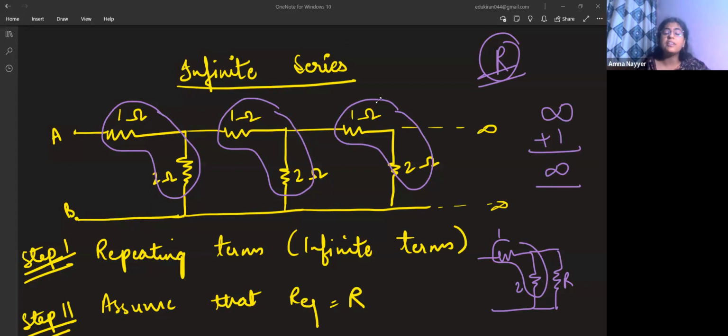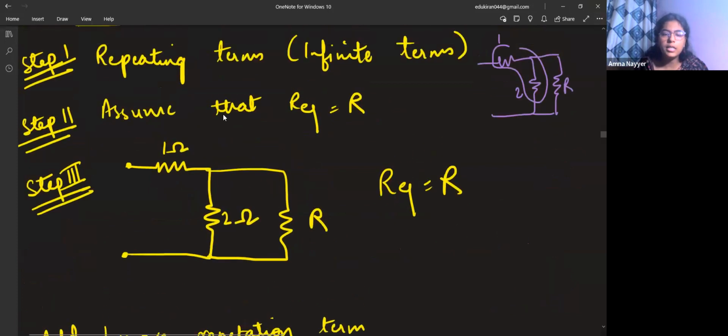So if I have infinite resistors with me, and I am adding just one more repeating term, there won't be a change in my answer. That will still be R equivalent, will still be R, right? See here, look here. Step 2 is assumption. Assume that R equivalent is R.